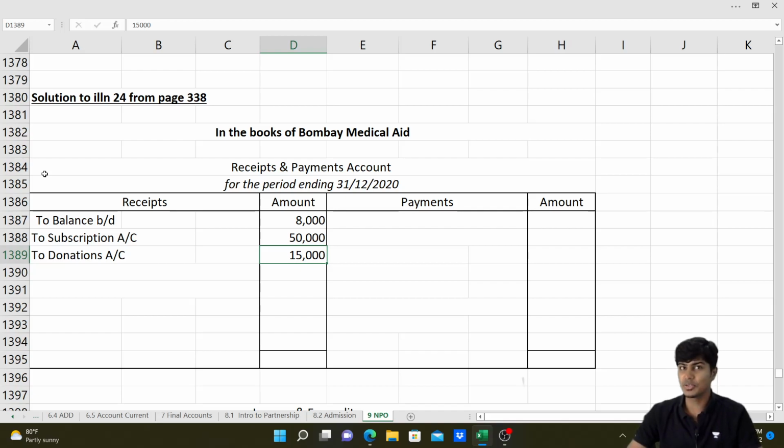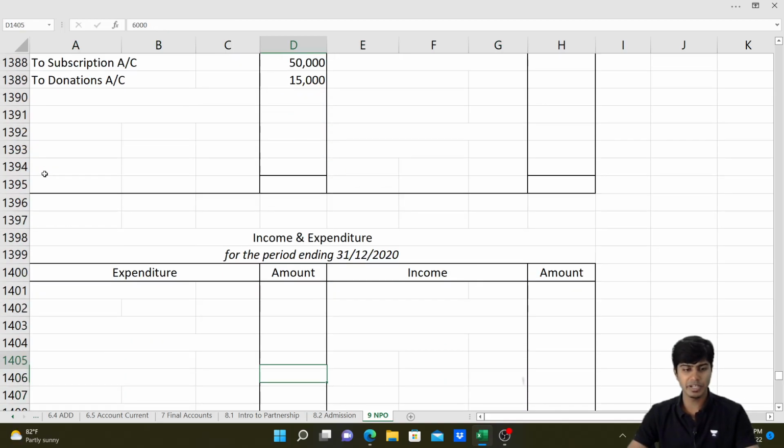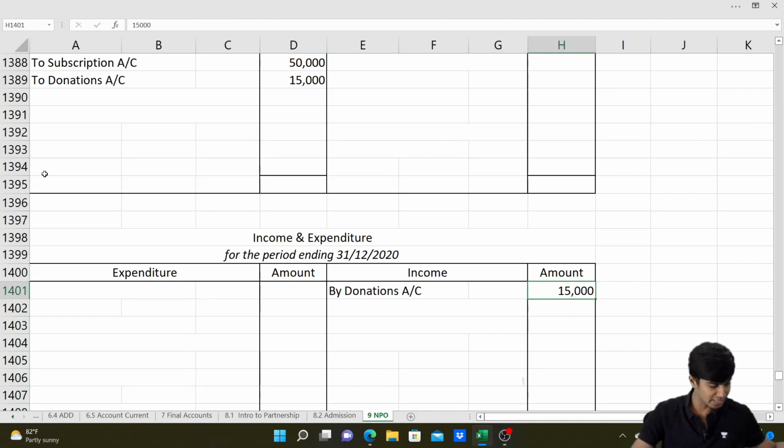And this is revenue, so I'll not write it in the balance sheet. In my income and expenditure, I can write by donations 15,000. It is current year income. Right? So I'll go to my income and expenditure, and here I'll write by donations 15,000. The entire 15,000 received during the current year is our income. So I've transferred it to my income.